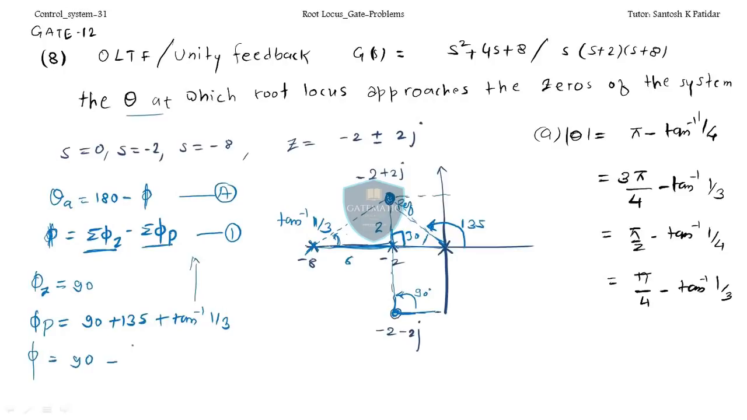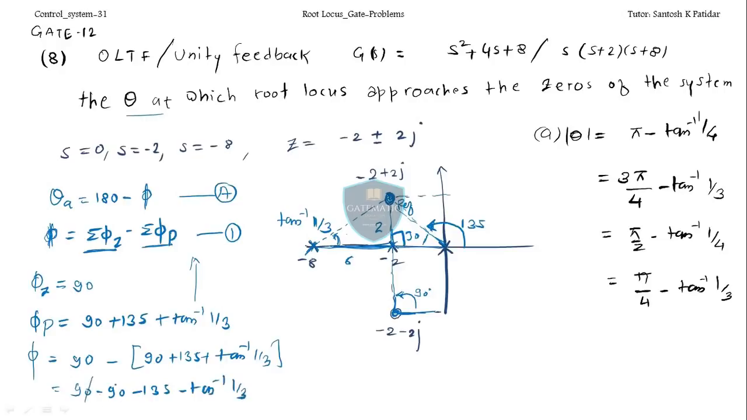Phi z is 90 minus 90 plus 135 plus tan inverse 1 by 3. So 90 minus 135 minus tan inverse 1 by 3. 90 will cancel out, so you will remain with minus 135 minus tan inverse 1 by 3.